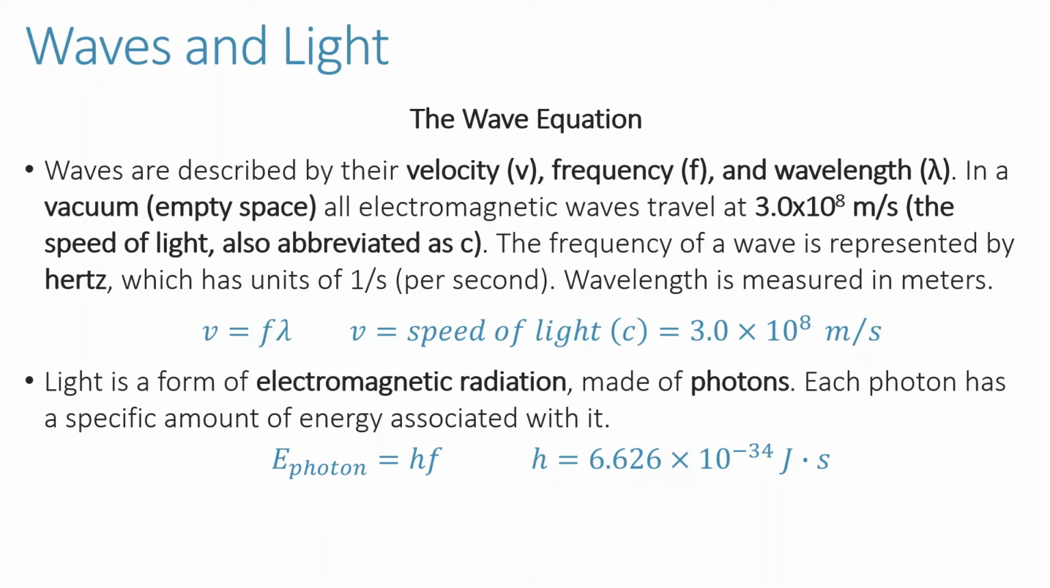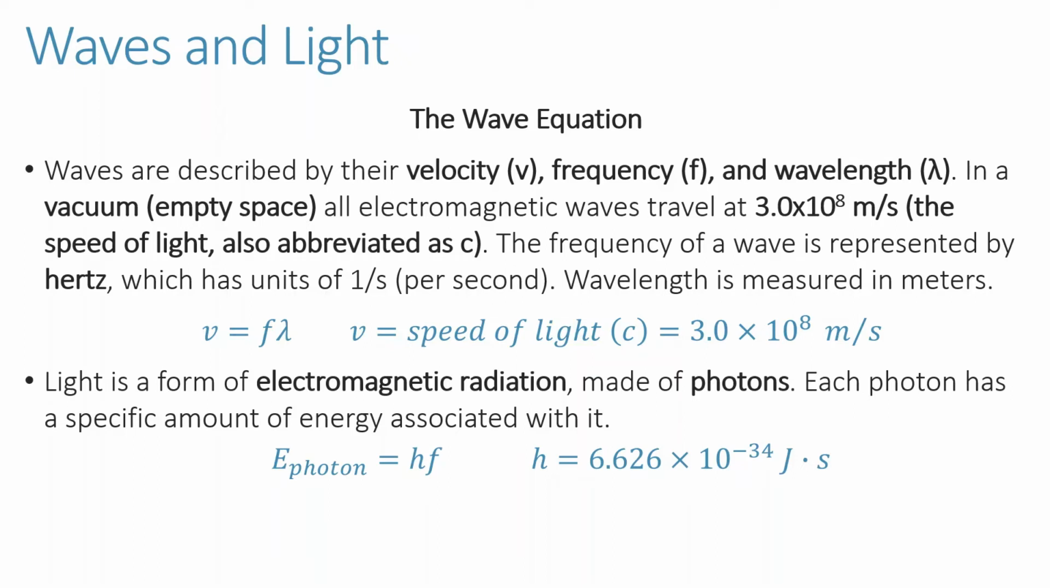We also know that v, which is the speed of light, is equal to 3 times 10 to the 8 meters per second. Light is a form of electromagnetic radiation made of photons. So each photon has a specific amount of energy associated with it. So the energy of a photon, E photon, is equal to h times f, which is frequency.